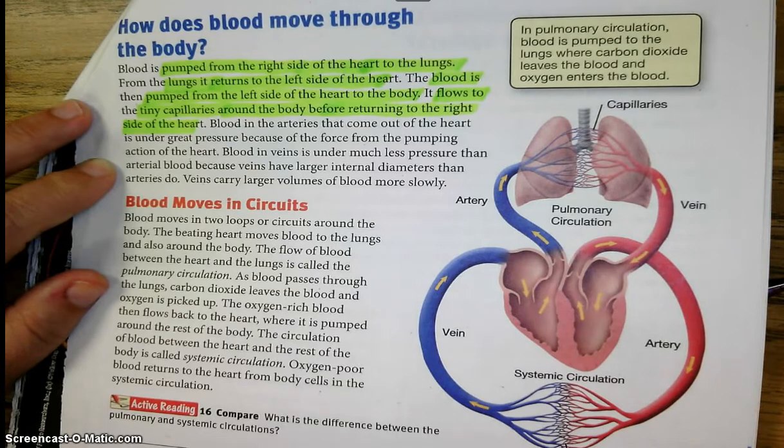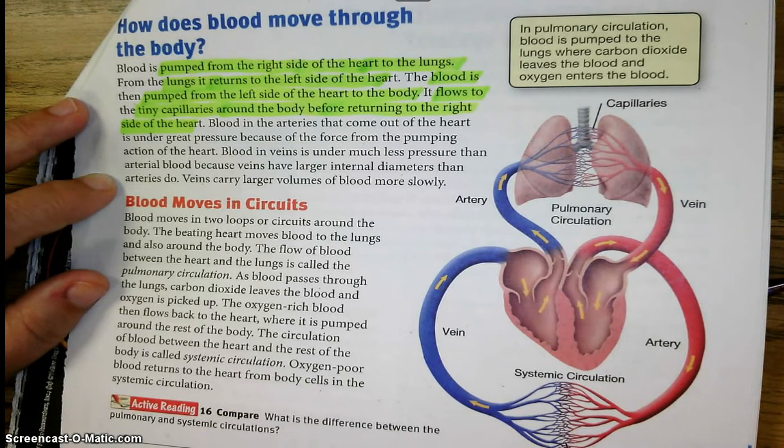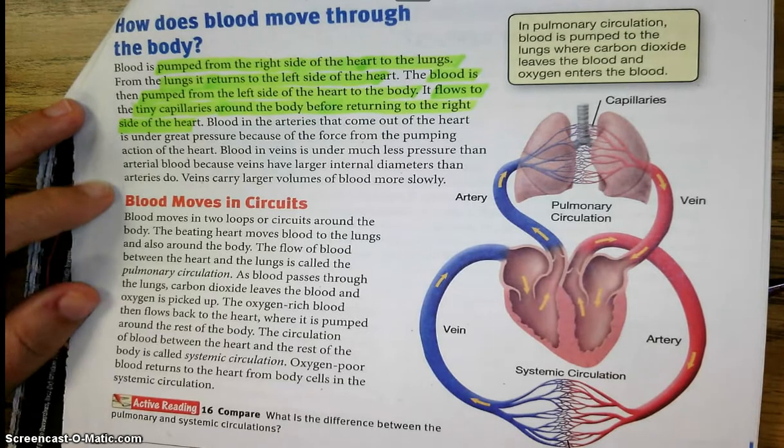It says blood in the arteries that come out of the heart is under great pressure because of the force from the pumping action of the heart. Blood in the veins is under much less pressure than the arterial blood because the veins have larger internal diameters than the arteries do. The veins carry larger volumes of blood, but they carry them more slowly.